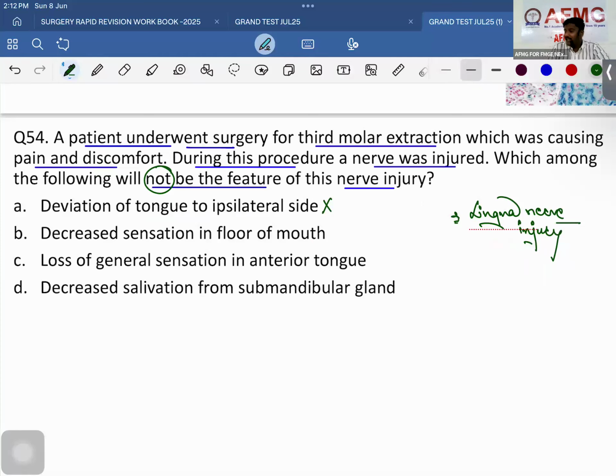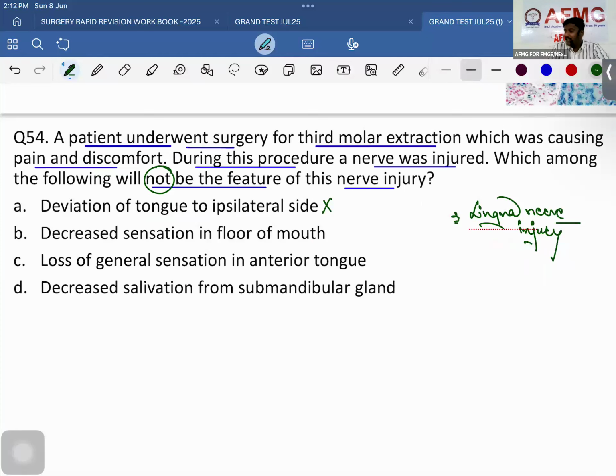Option B says decreased sensation in floor of mouth. Yes. Loss of general sensation is in the anterior two-third of tongue. Yes. Decreased salivation from submandibular or sublingual gland. Yes. But what is never seen is going to be option A, that is deviation of tongue to ipsilateral side is never seen due to a lingual nerve injury. That is what is important to be remembered.